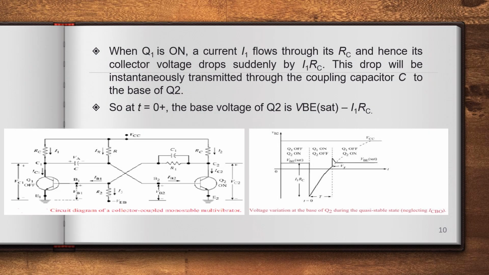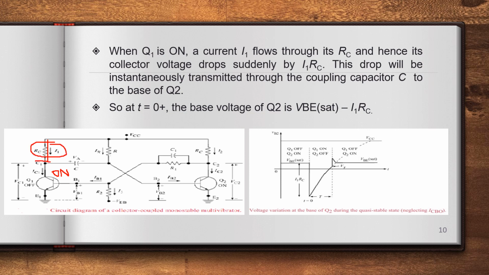When Q1 is on, what happens? Heavy current flows in the output circuit. I1 flows through RC, and hence there will be more drop across RC.